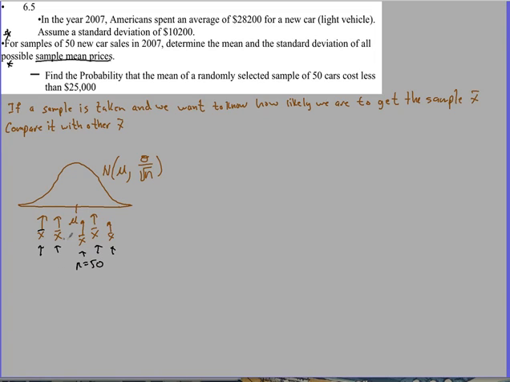If I took the average of all these x bars, you're going to get mu. They tell us what mu is. So the mean, this is the answer. The mean is 28,200. Okay, that's the mean of all your x bars.